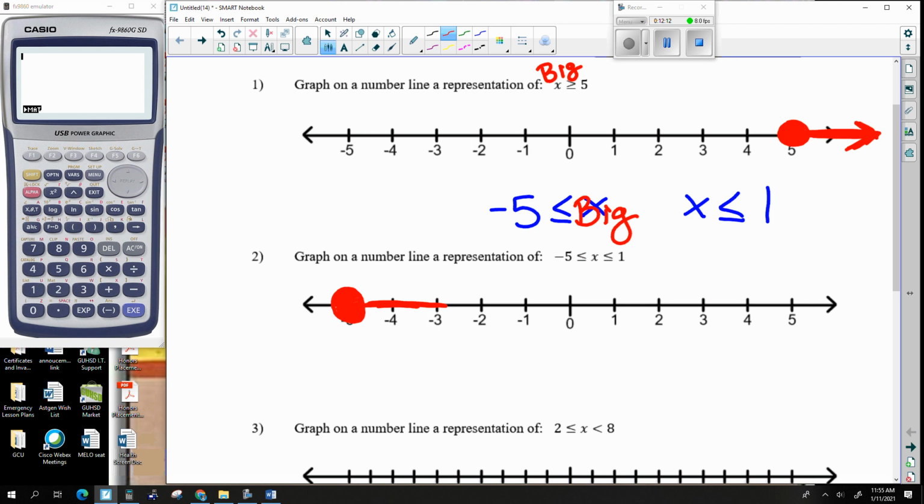Okay, focusing on this right-hand part of the problem, you notice how the x is on the small side. So it's smaller than positive 1. So I go to 1. Okay, it is or equal to. And it's smaller than that. So that means all the numbers this way. And so what we do is we just start here and stop here. So yes, it is bigger than negative 5, but it's also smaller than 1.